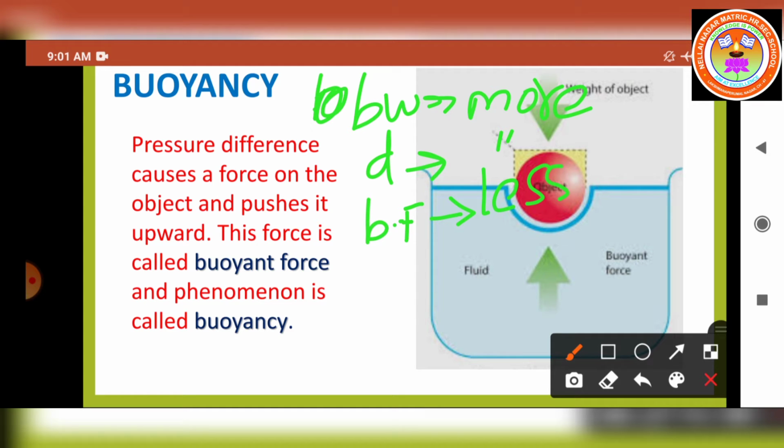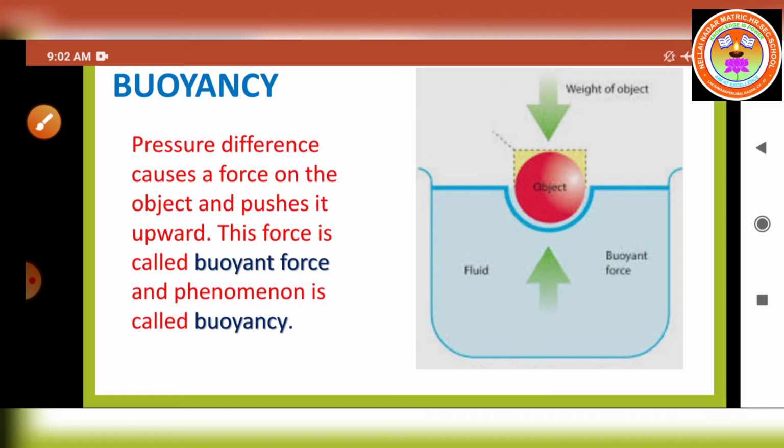So what about the object position? The object will sink, because the density is high. So automatically the object will sink. Such an object is known as negatively buoyant. I hope you can understand. First we have discussed what is buoyant force and what is buoyancy. And second we have discussed what are positively buoyant and what are negatively buoyant.